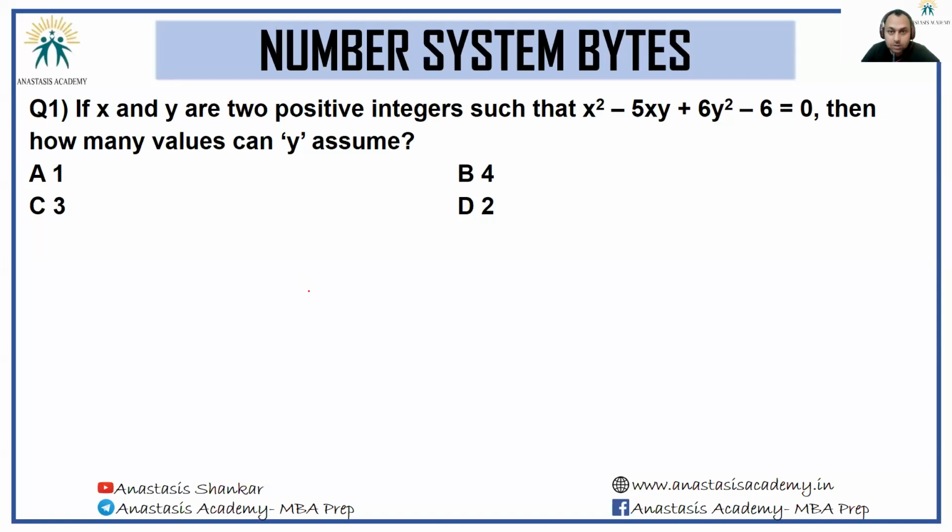Let's look at the solutions of these questions. If x and y are two positive integers such that x square minus 5xy plus 6y square minus 6 is equal to 0, how many values can y assume?